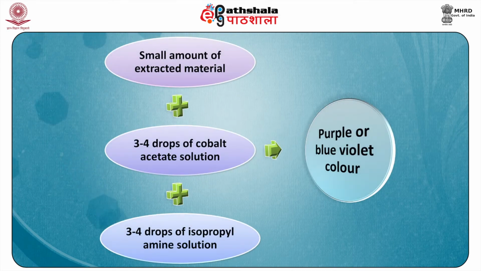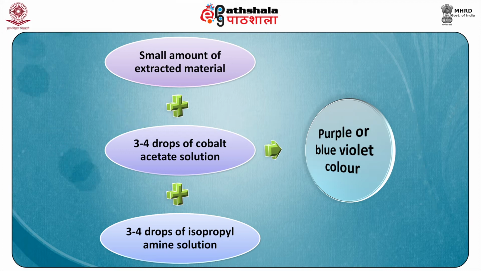If we look at the procedure, a small amount of the extracted material, which is suspected as barbiturate, is placed on a spot plate, and 3 to 4 drops of cobalt acetate solution followed by 3 to 4 drops of isopropylamine solution you add. If there is an appearance of a purple or blue violet color, it will indicate the presence of barbiturates.